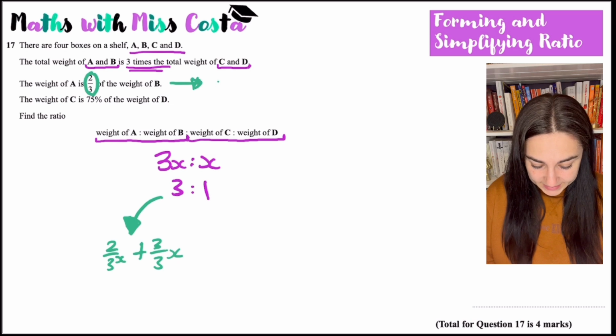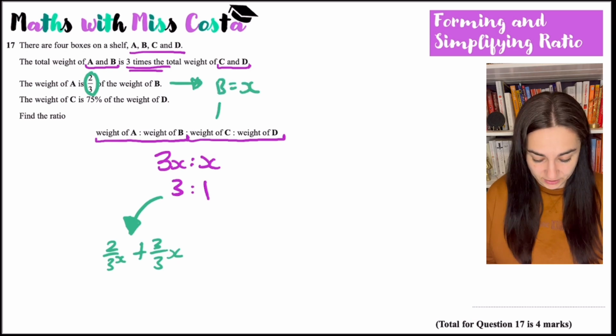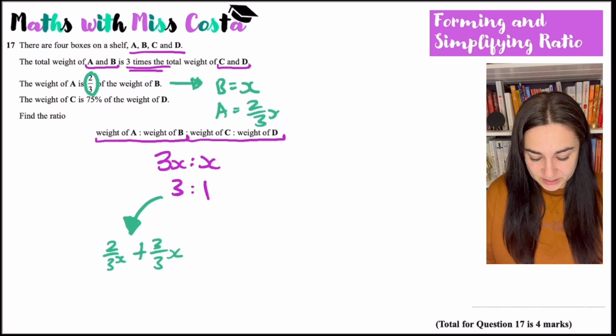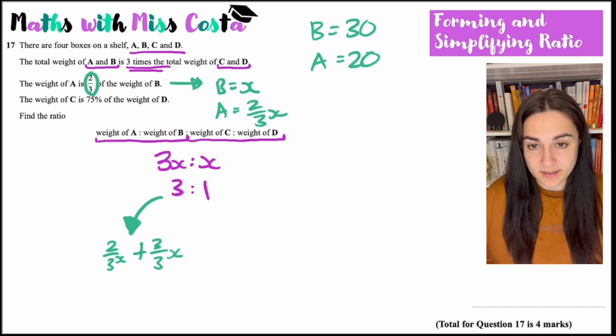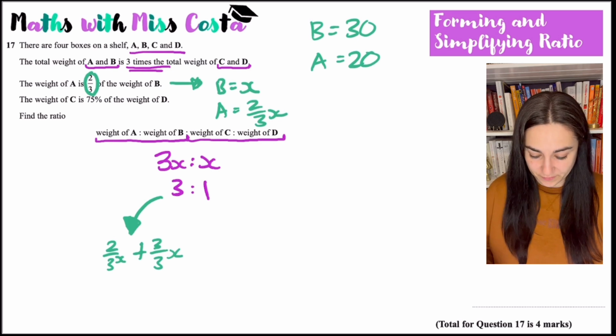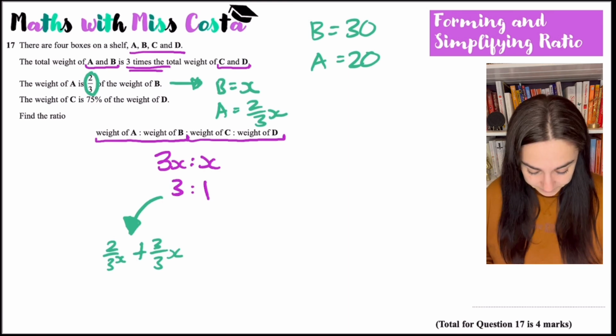Whatever B is, the value that I'm relating to, A is going to be 2/3 of it. So if B was 30, A would be 20. But I'm just calling it X because I don't know the value. You can substitute values if you want to, as long as you keep it constant.